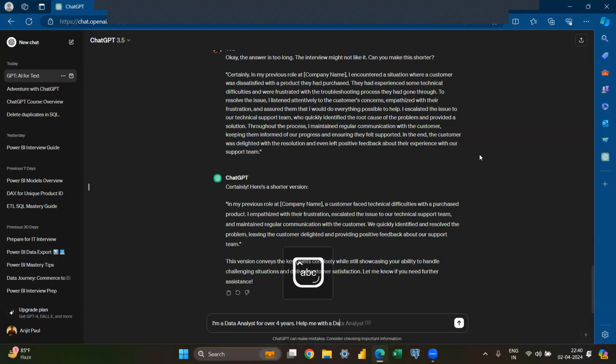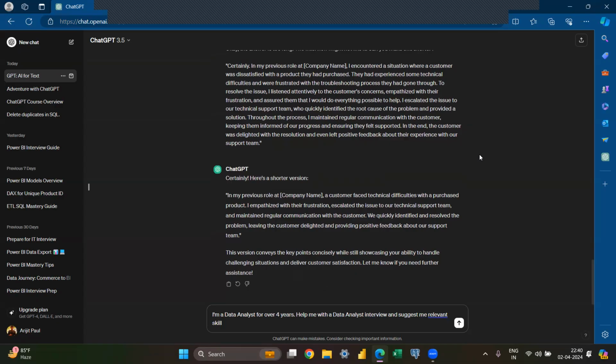Help me with a data analyst interview and suggest relevant skills which I should know. Four years might be too long. Let's include most people, because data is a growing domain and everyone wants to work in it, maybe as an engineer or an analyst. So let's say analyst for over 2 years, and later we want to transition. I want to transition to a data engineering role.